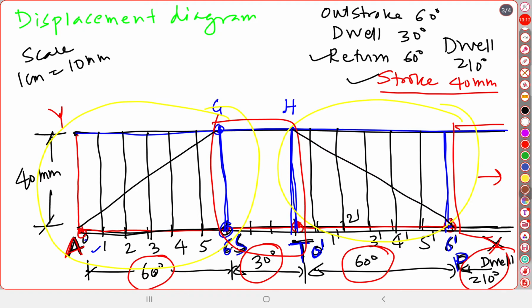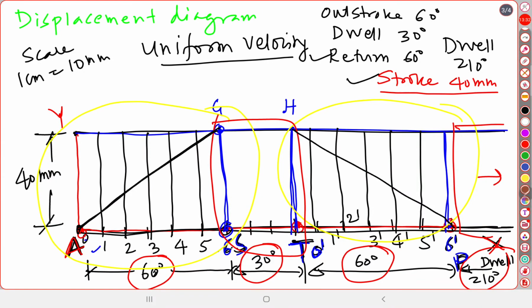So why are these inclined lines straight? Because the condition is given in this problem: uniform velocity. Uniform velocity condition is given. That's why, for uniform velocity of the follower, we have plotted here one inclined line joining the point A to G, and another inclined line joining the point H to P.